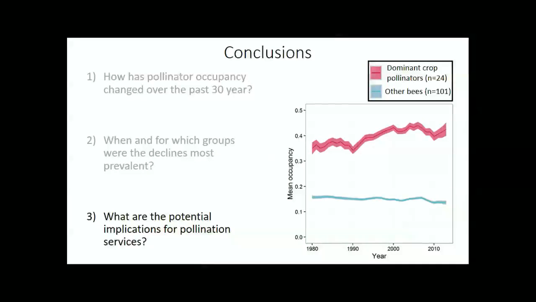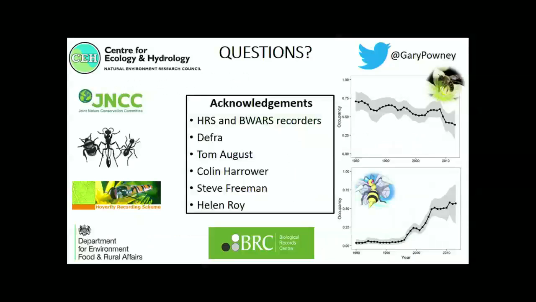And finally, in terms of implications for pollination services, it actually doesn't look too bad because we've got these 24 species that are doing okay, the ones that are thought to be the key crop pollinators. But obviously, I'm not saying that all's fine in the world because our dominant crop pollinators are doing well. You obviously don't want to put all your eggs in 24 species baskets. So, that's everything. Thanks, and I'm happy to answer any questions.